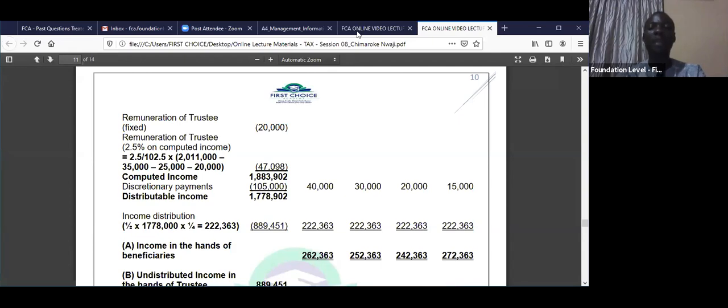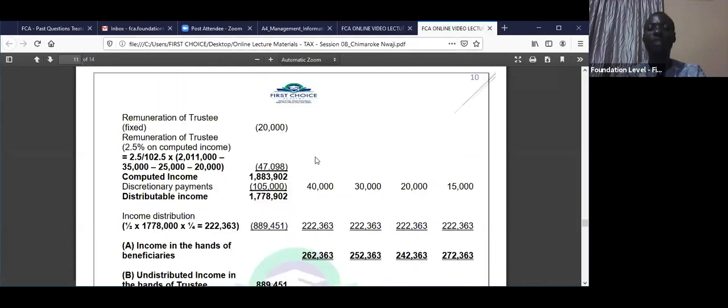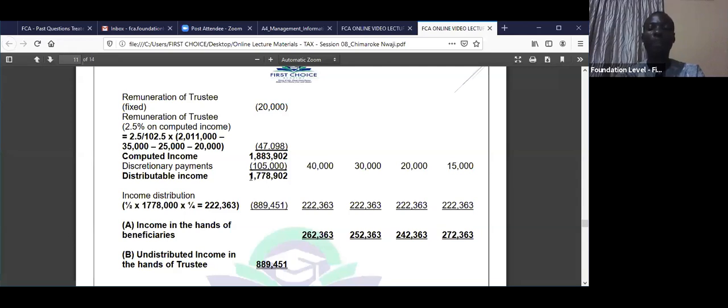So the B part says, the amount of undistributable income in the hands of the trustee. I said before, this total represents the trustee. So instead of writing total, you can also write trustee. So you see, out of this amount that is supposed to be distributed, we've taken half. When we take half, the remaining half is what is undistributed. This is what is left in the hands of the trustee. So this amount left in the hands of the trustee is also going to be charged to tax.